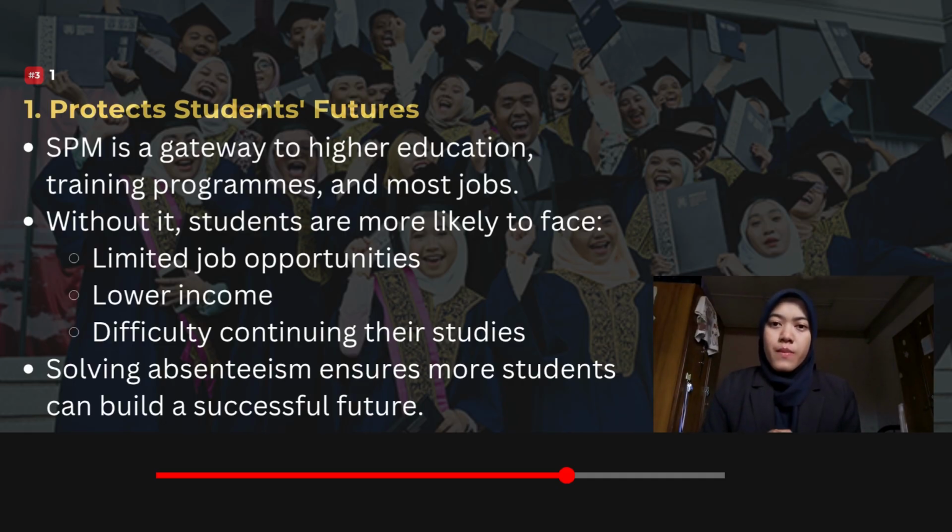Second, lower income. Someone without SPM may only get jobs like cleaner or general worker with a salary of 1,200 to 1,500. But with SPM, they can work as an office assistant, sales advisor, or customer service and earn more. Third, difficulty continuing their studies. If a student wants to join a college or vocational training, they must show their SPM results. Without it, they cannot enter these programs and they miss the chance to learn new skills. So if we can solve absenteeism, more students can take their SPM. This helps them get better jobs, continue learning, and have a successful life.